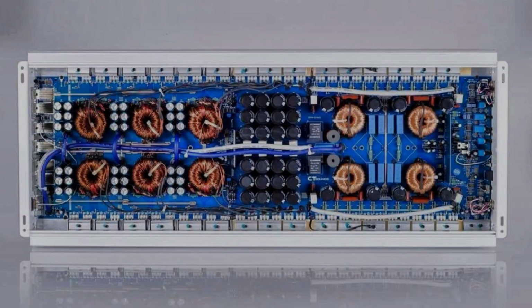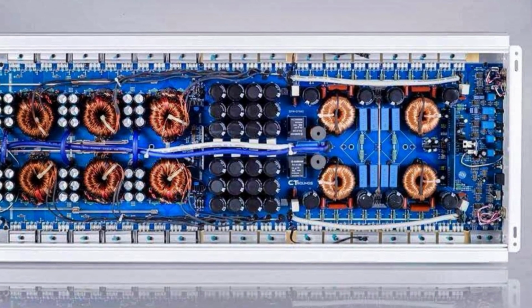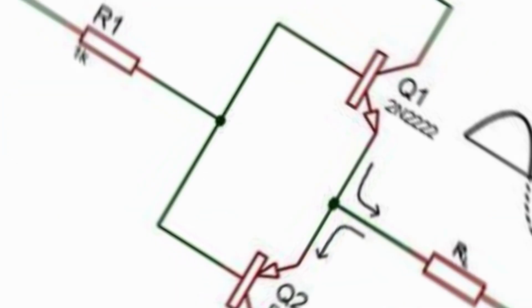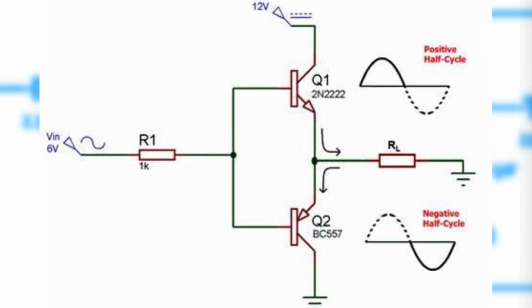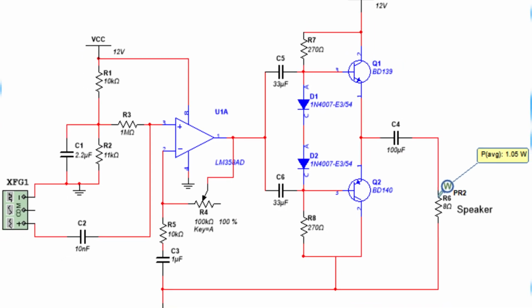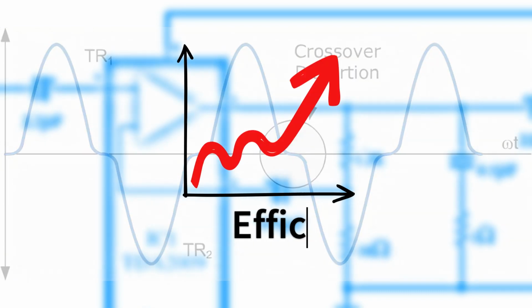Class AB amplifiers are a compromise between Class A and Class B. In a Class AB amplifier, the transistor is biased slightly above the edge of its active region so that it conducts for more than half, but less than the entire cycle of the input signal. This means that the output signal is closer to the input signal, but still clipped. However, this also reduces the crossover distortion and improves the sound quality and efficiency.